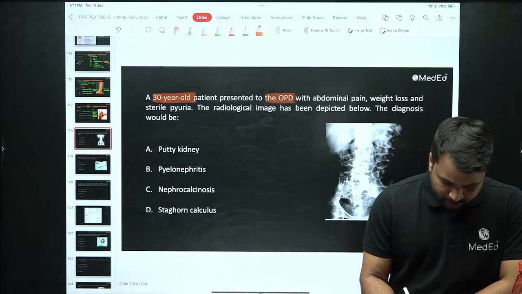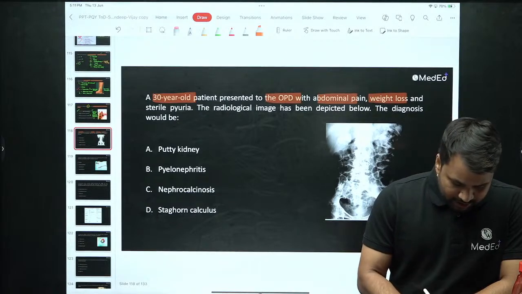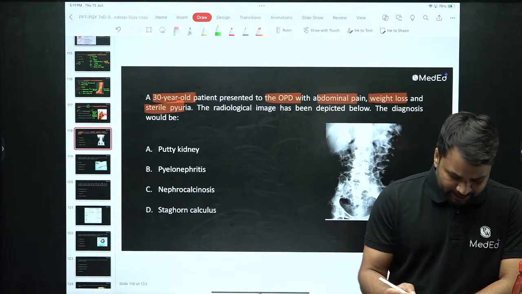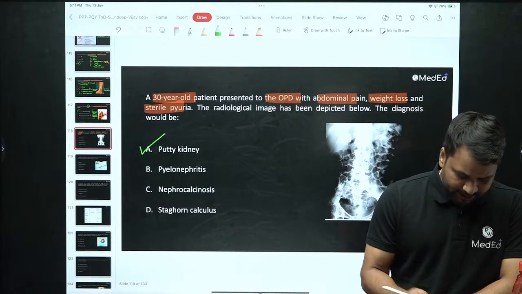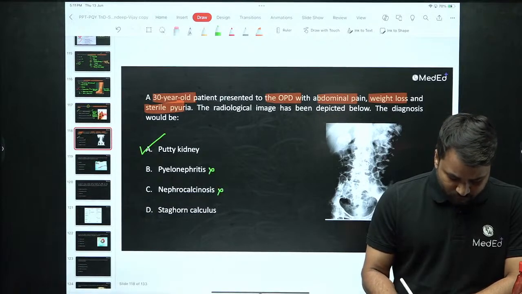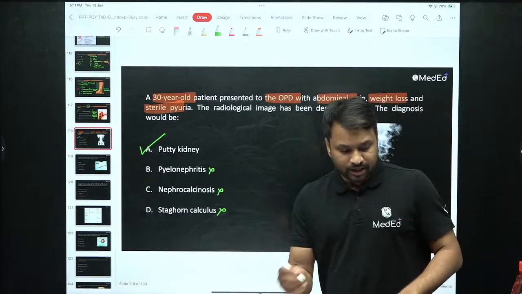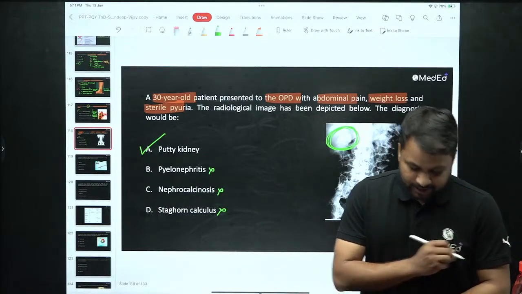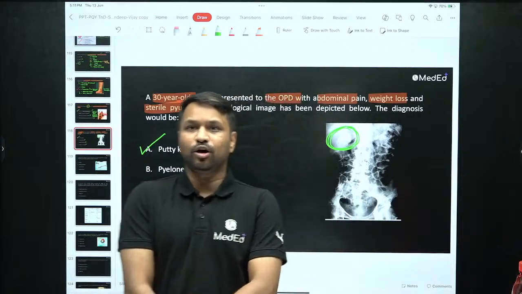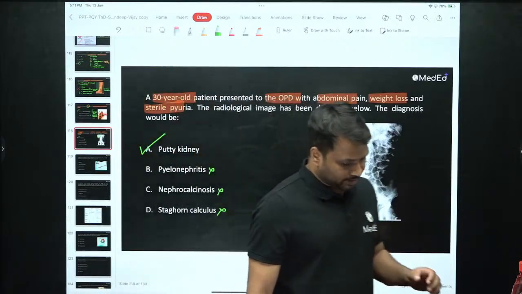30-year-old patient, OPD, abdominal pain, weight loss, sterile pyuria. It is TB kidney. TB kidney में क्या मिलेगा आपको? पुटी kidney मिलेगी. Pyelonephritis, nephrocalcinosis, staghorn calculus not seen. You can see this is the definition of your putty kidney that is going to be present across.